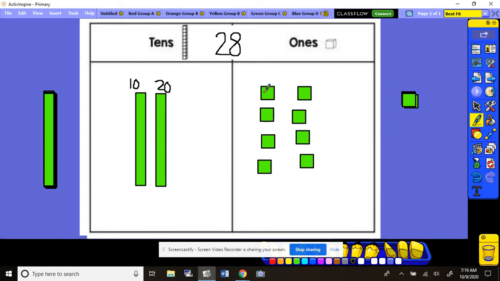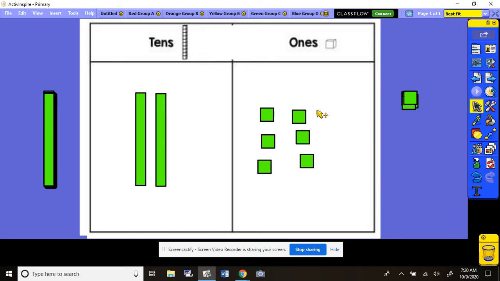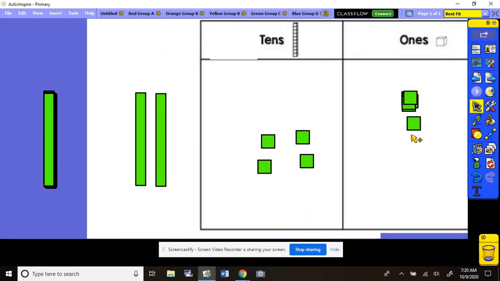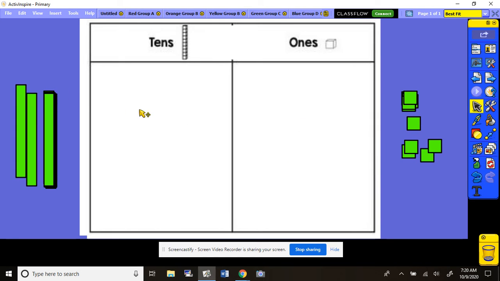And then over here, I'm going to count on by ones. And I'm just going to click on it as I count. So I have 10, 20, 21, 22, 23, 24, 25, 26, 27, 28. And that's how I count that number 28. Okay. Let's do another number. So, oops. I'm going to move them all over here. It'll take too long to put them all in the right spot.